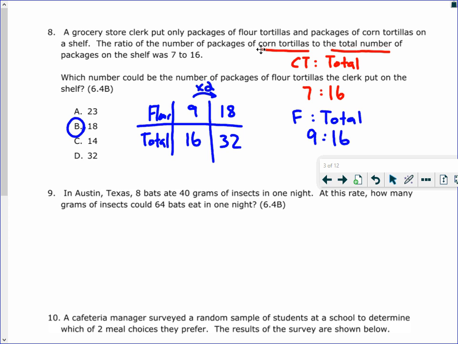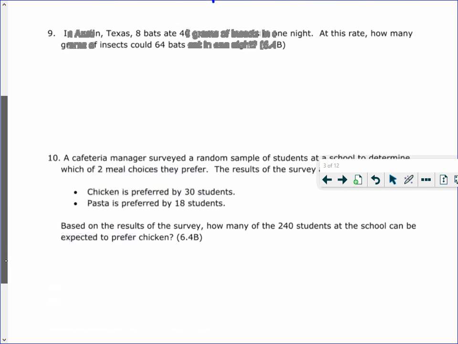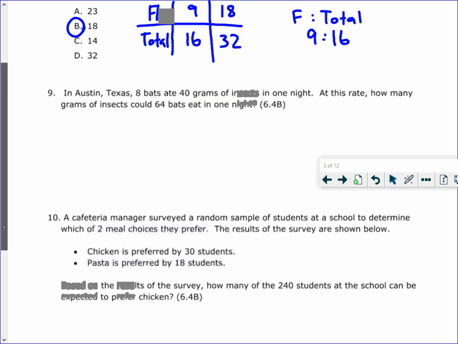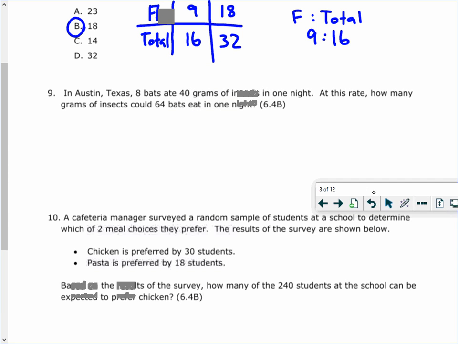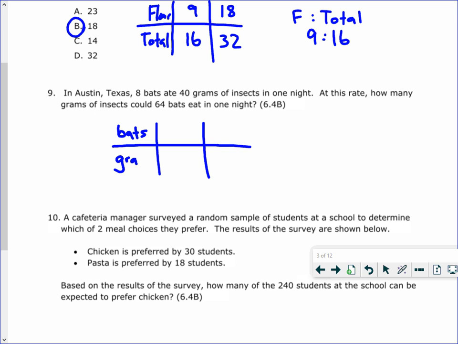Number 9. In Austin, Texas, 8 bats ate 40 grams of insects in one night. At this rate, how many grams of insects could 64 bats eat in one night? So on this one, you're going to have to set up a proportion again. So we have bats, and we have grams that they eat. 8 bats eat 40 grams. We want to know how many out of 64.